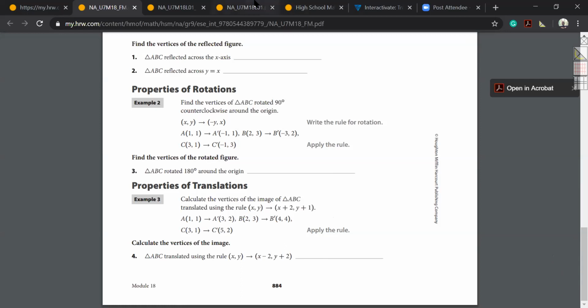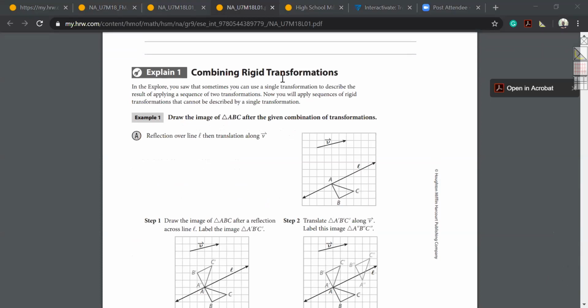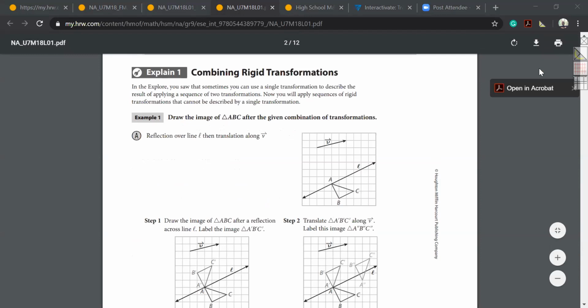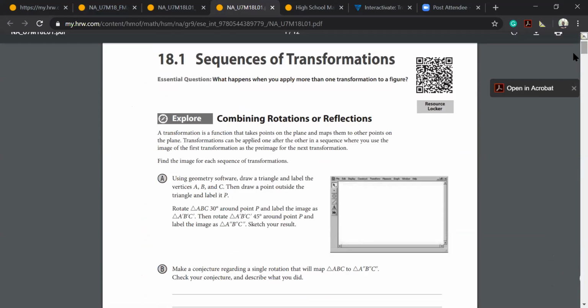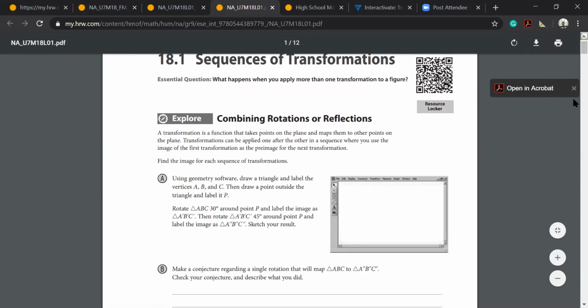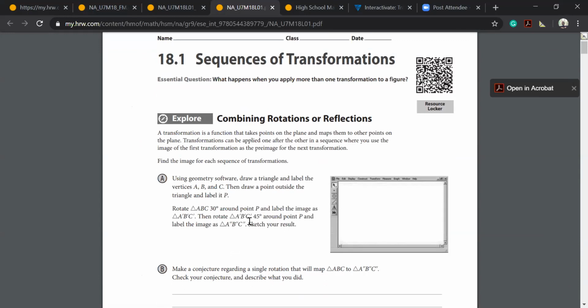Okay. For now, let's start our new lesson. And please concentrate very much. We are starting in page 885. Okay, sequence of transformation. As I told you, sequence of transformation is that you are going to be applying more than one transformation on the same figure. Let's start with question A.